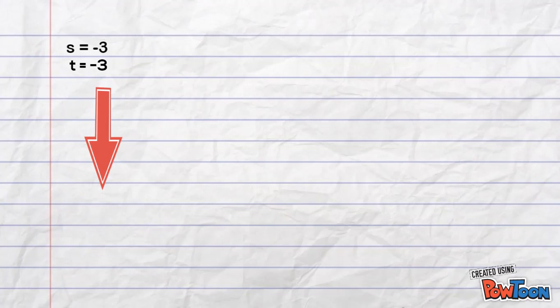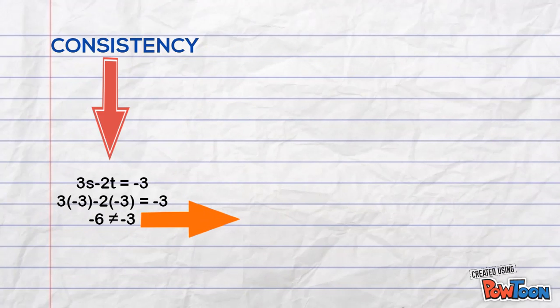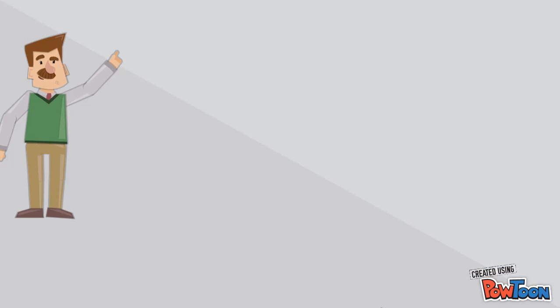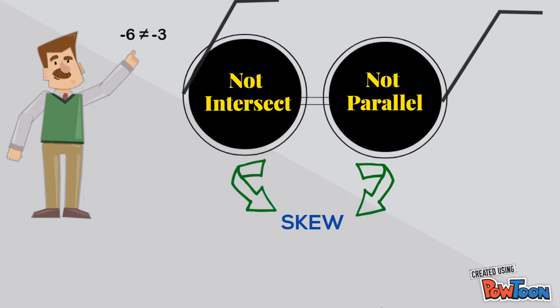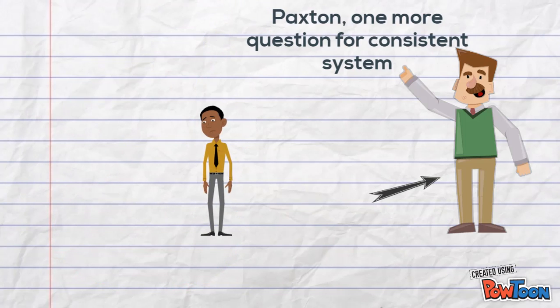After that, substitute the values of s and t into equation 3 in order to check their consistency. Since negative 6 does not equal negative 3, this is a false statement. In other words, we call it a contradiction, which indicates that the lines do not intersect each other. Since the lines are neither parallel nor intersecting, both of the lines are skew. As the system does not have any solution, it's considered an inconsistent system. Yes, that's how to solve this system, and we did it. Yay! Wait, the content is not over yet.